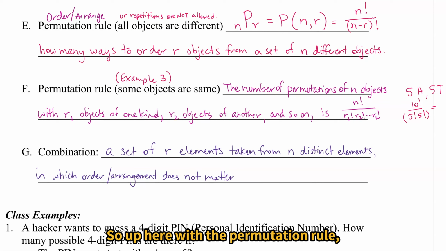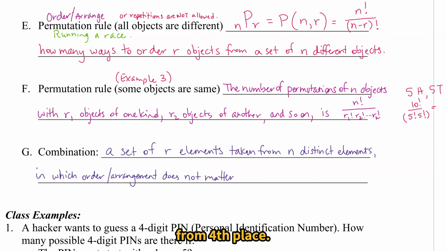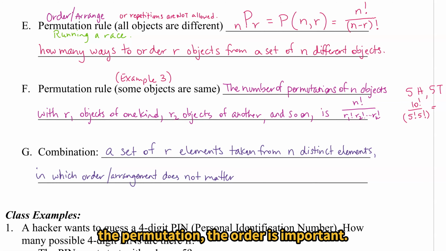So up here with the permutation rule, an example is running a race, getting gold, silver, bronze, 4th place, 5th place, etc. That order matters. A gold is very different from a silver, which is very different from 4th place. So when you're running a race, the permutation, the order, is important. We would calculate the number of ways we could have runners finish a race by using the permutation rule.